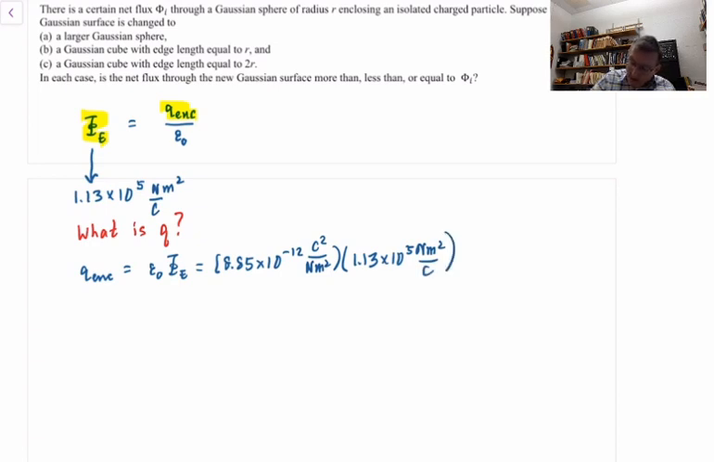Well, let's see what happens here. We've got one factor of coulomb cancels there. The newton cancels the newton. The meter squared cancels the meter squared. I will have units of coulombs. I have to go to my calculator to see what that gives.